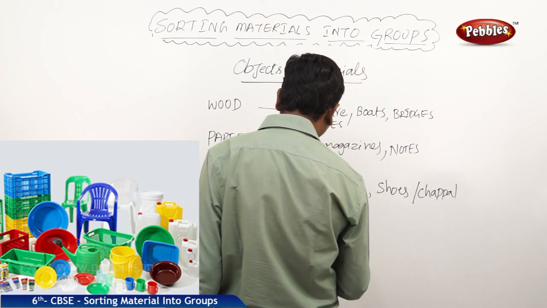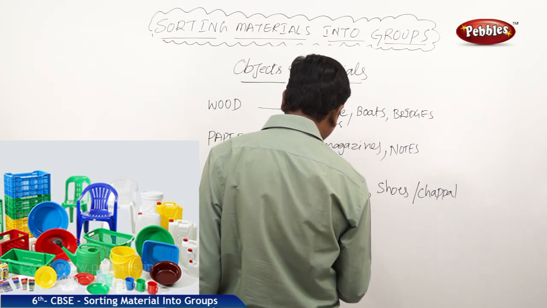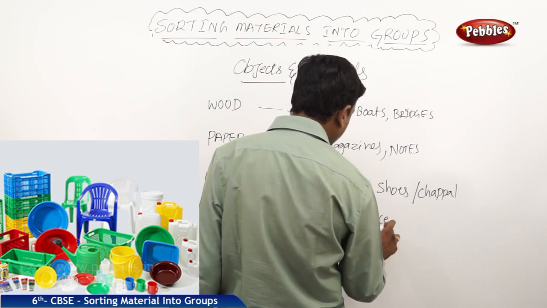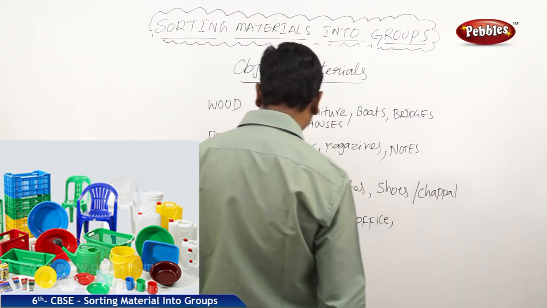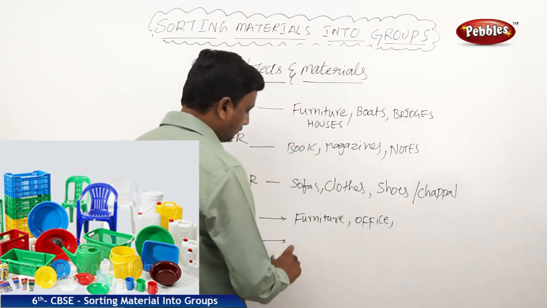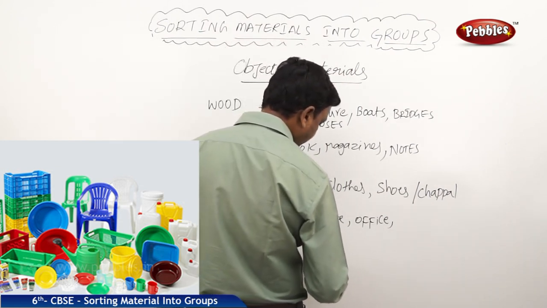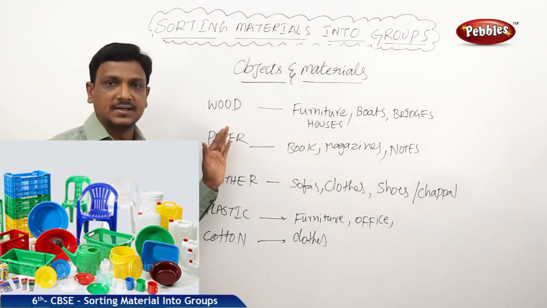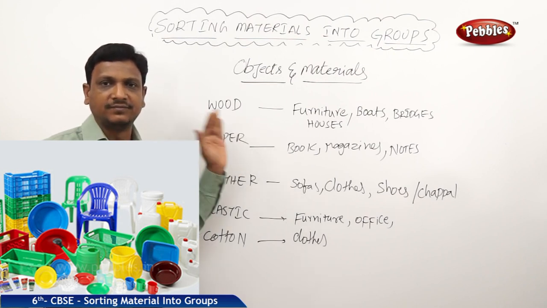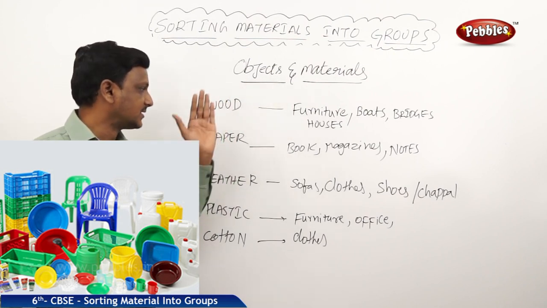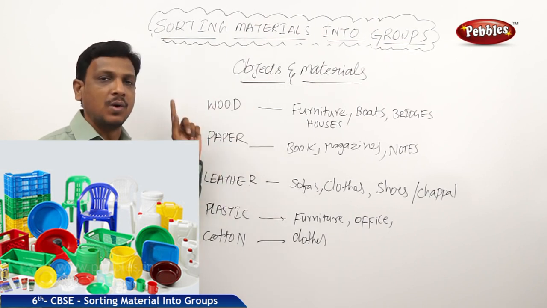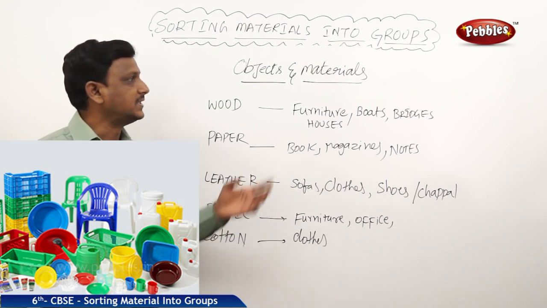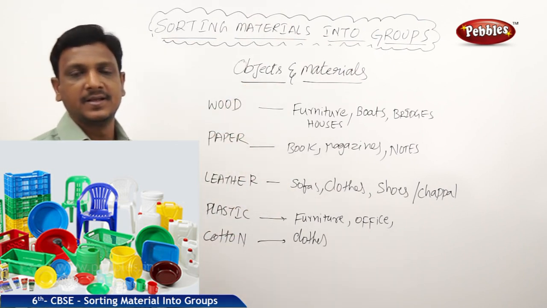So in a household, we can make furniture, we can make office or business items, so many things. Cotton, it is used to make clothes, right? So likewise, here we identify that different materials, they are used to make n number of things. Wood is used to make so many things, paper is used to make so many things. That means one material is used to make so many kinds of objects. So there is a link between objects and materials, right?